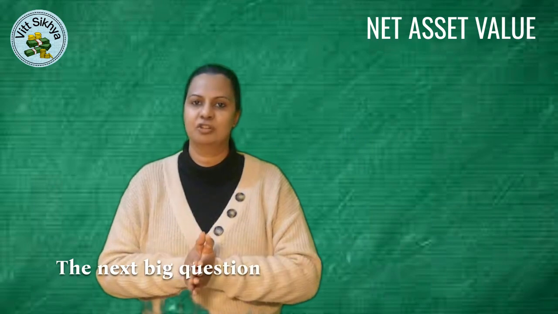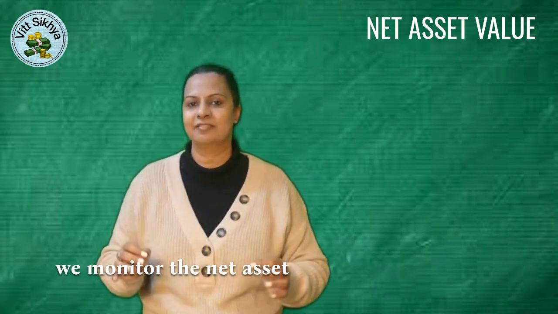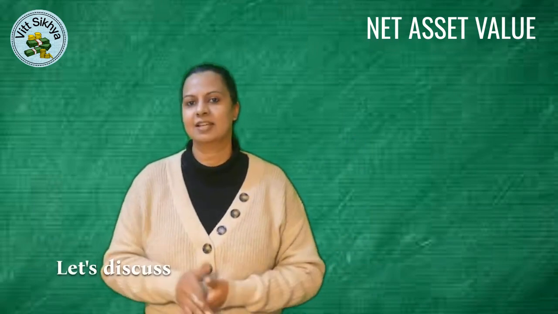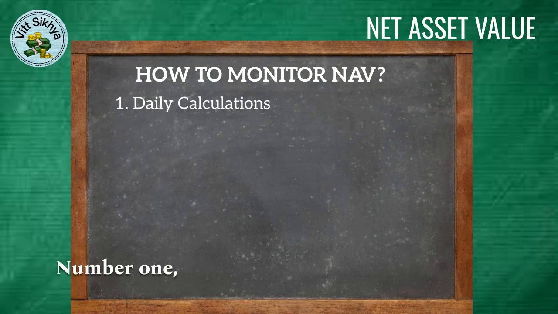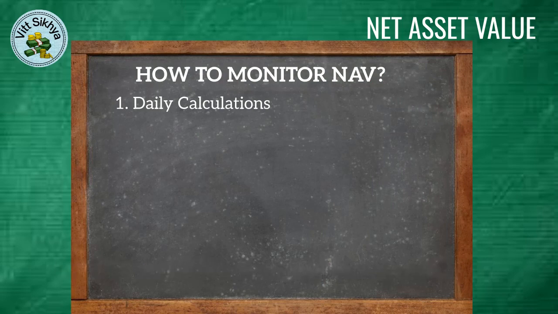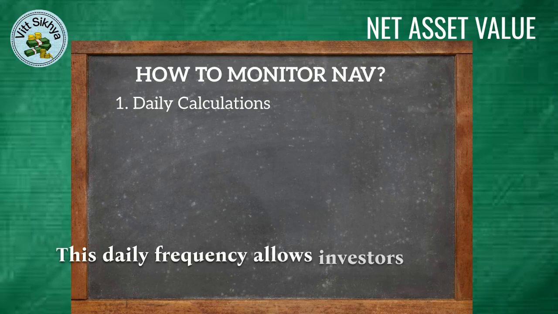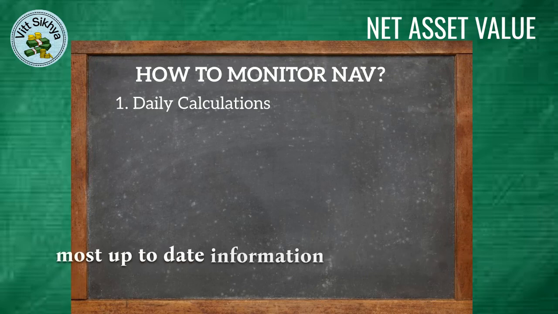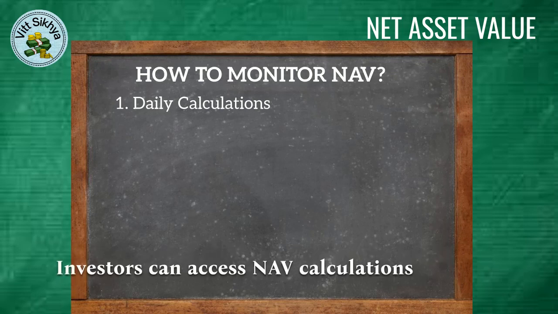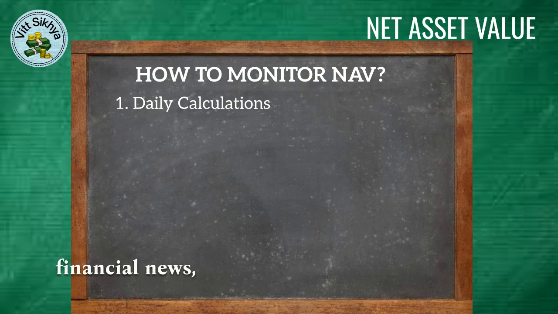The next big question is how we monitor the net asset value. Now, there are several ways to do so. Let's discuss some of them. Number 1, daily calculations. NAV is typically calculated daily, especially for open-end mutual funds. This daily frequency allows investors to have the most up-to-date information on the fund's value. Investors can access NAV calculations through financial news, the fund manager's website, or financial data services.